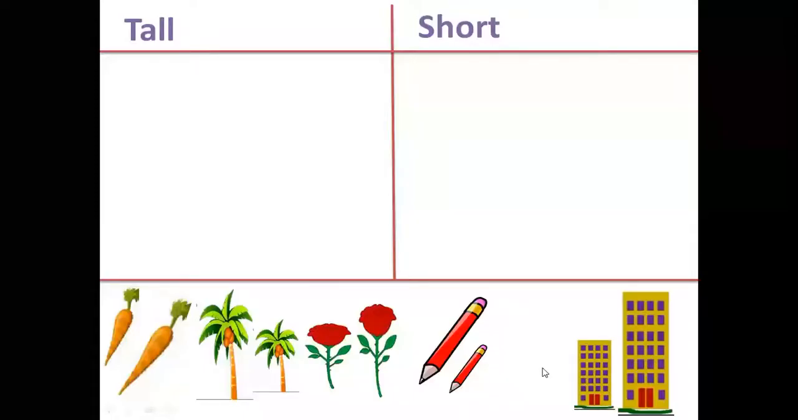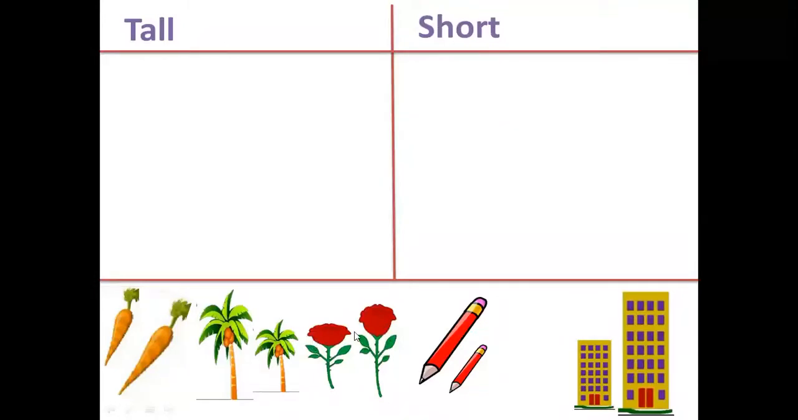Now there are some pictures. There are some objects. What will you do? We are going to do the matching activity. You will pick the tall one and put it under the tall column, and then you will pick the short one and put it in the short column.